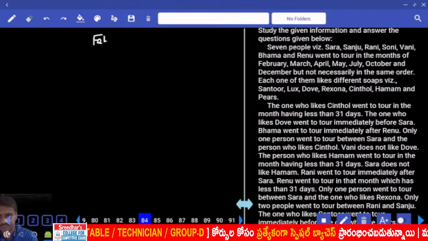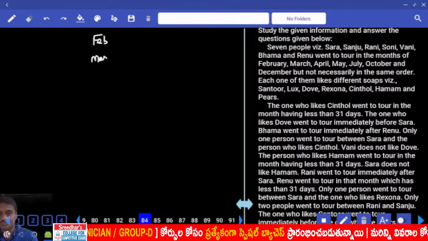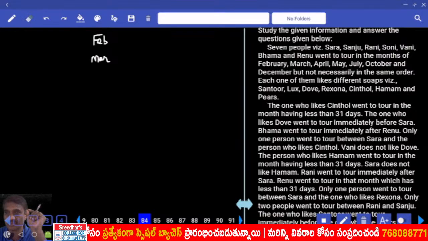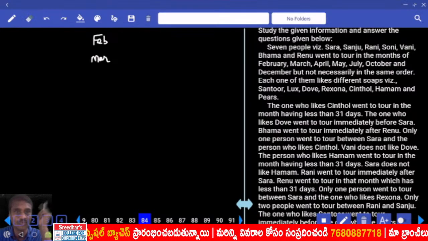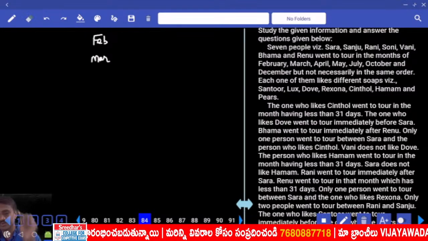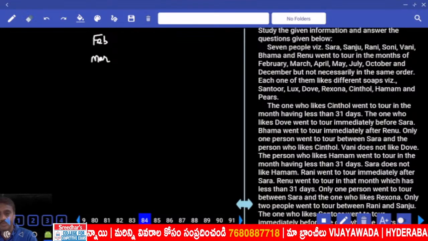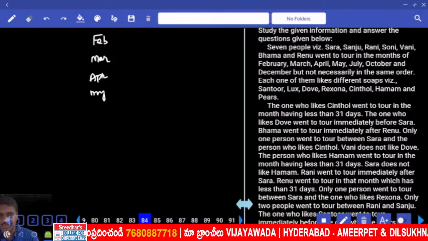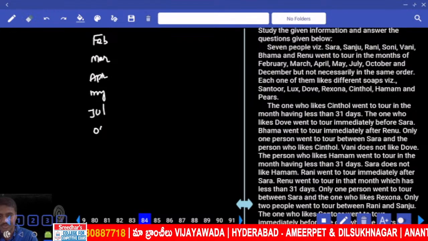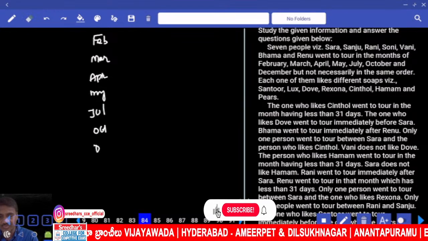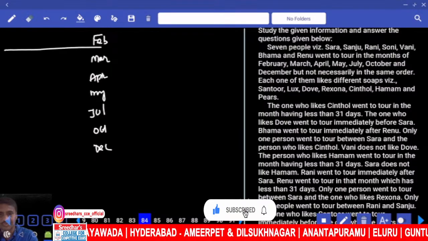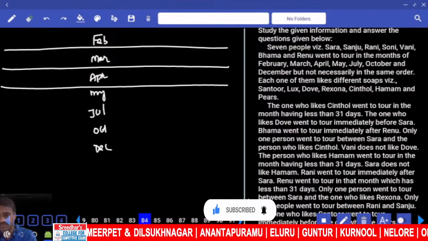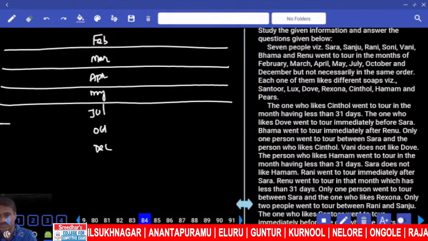Feb. Whenever this month February is given, then what you need to check out? Whether year is given or not. Why is year so important? To identify whether leap year or a non-leap year. Done. Then Feb, March, April, next one May, July, October and December. These are the 7 months we have, and 7 people in these 7 different months.